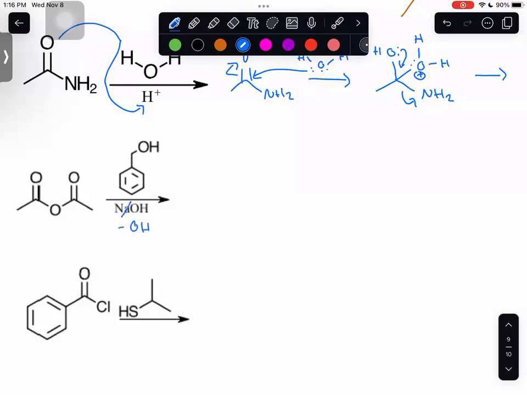Like, so this one right here, right? It's your alpha hydrogens. Those are going to be very acidic. And we're going to see that more in chapter 18.